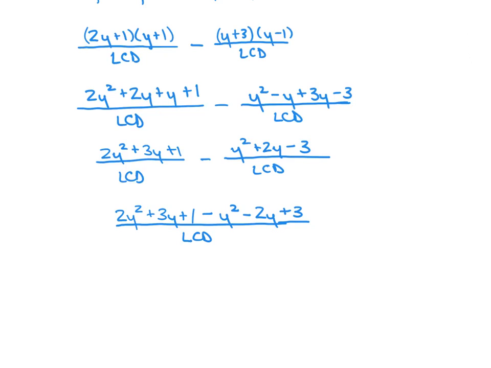All right, we combine our like terms. I can combine 2y squared minus y squared gives me y squared. We have 3y minus 2y gives me plus y. We have 1 plus 3 gives me plus 4.